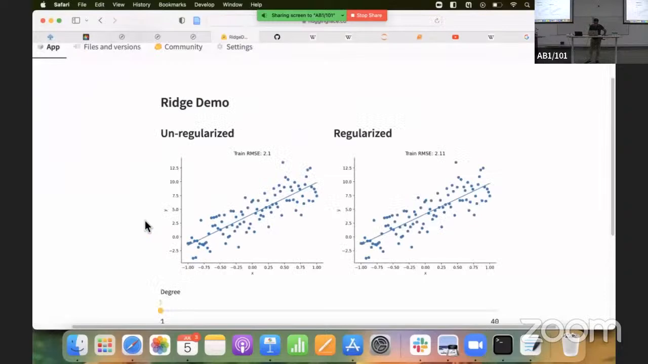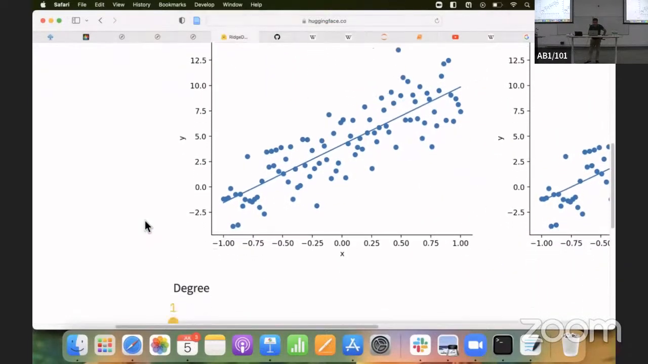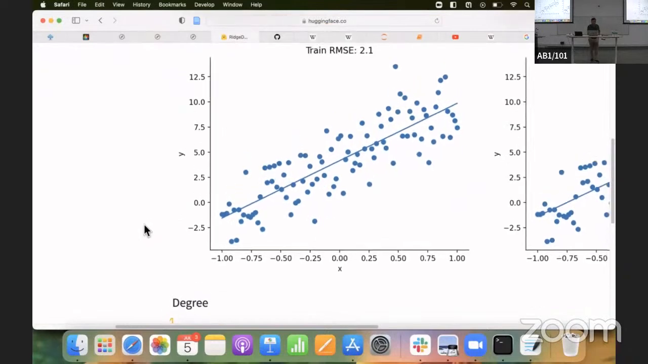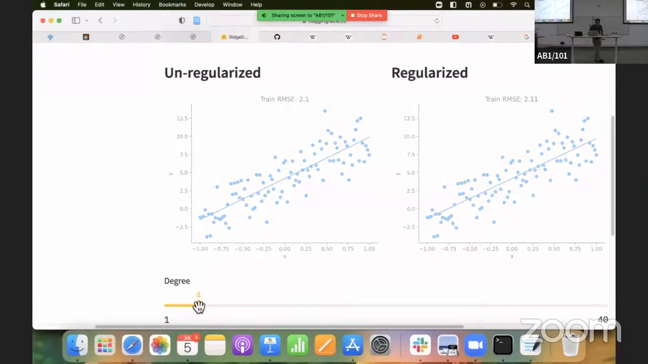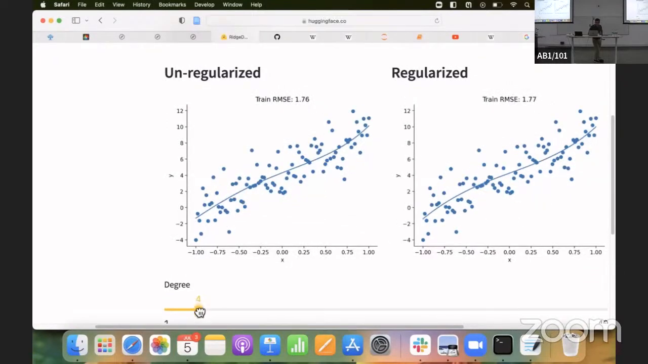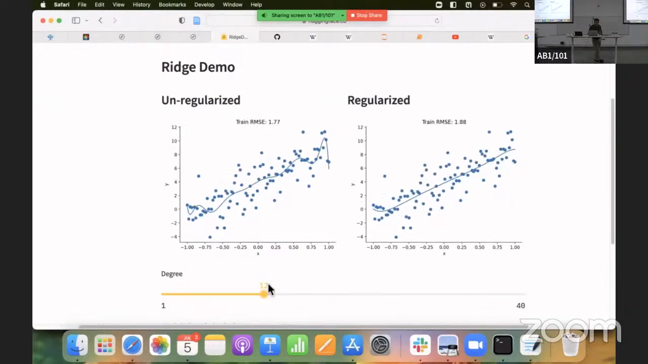So I want you to focus on the left-hand side plot, this plot only. As I vary the degree, what do you think happens to the train error? Yes. So if I increase the degree, just look at what happens to the train RMS. It's gone from 2.1 to 1.84 to 0.77.